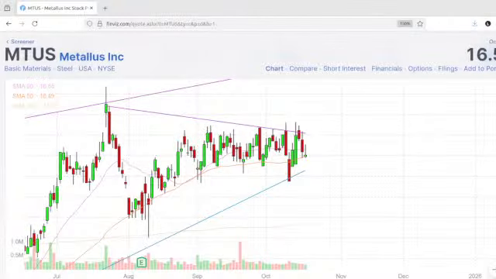50-day moving average, so it should cross or sit. Okay, so as you can see here, the price is sitting right there on the 50-day moving average.